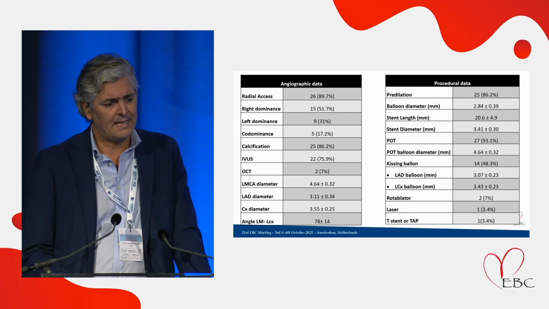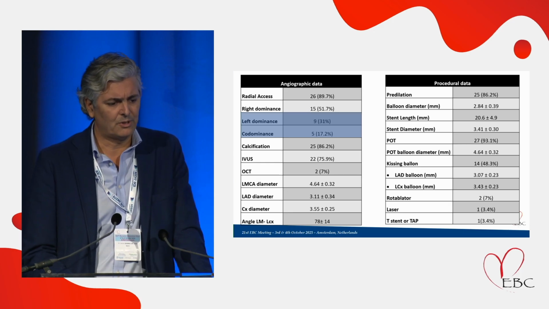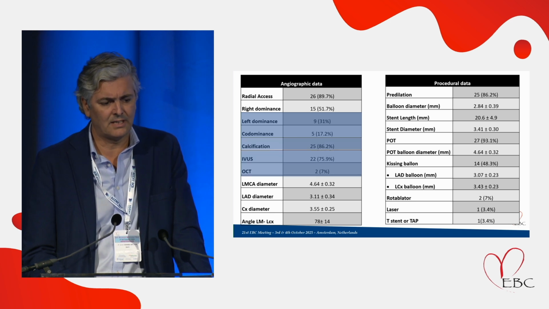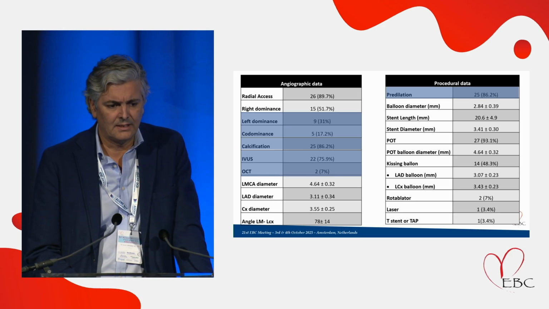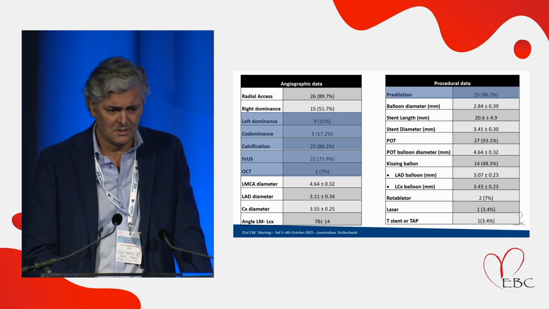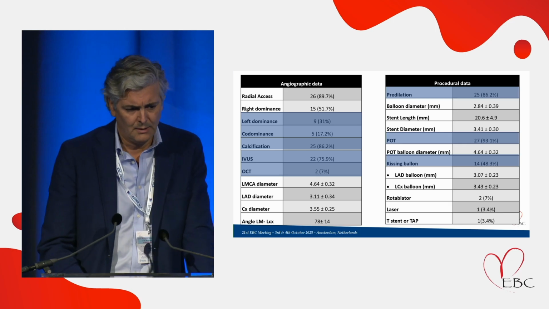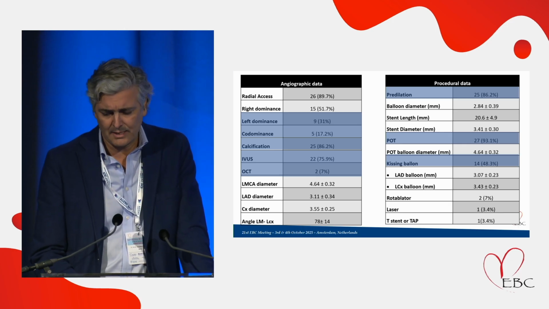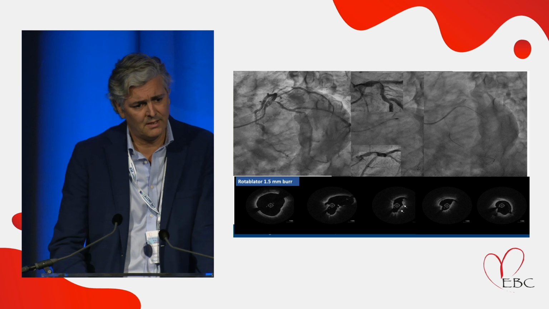And regarding angiographic data, it's remarkable that we treated large circumflex with left dominance or codominance in almost 50% of the cases. Most of the lesions had angiographic calcification, with a high percentage of intracoronary imaging, mainly IVUS. We predilated 86% of the lesions, in consonance with the angiographic calcification, more than 90% POT, and 48% kissing balloon. In 3 cases, we needed to prepare the lesion with rotablation or laser, and only 1 patient needed a second stent. And I'm going to illustrate our experience with 3 different cases.